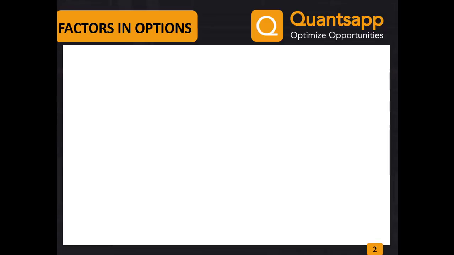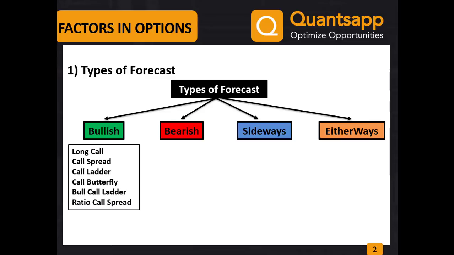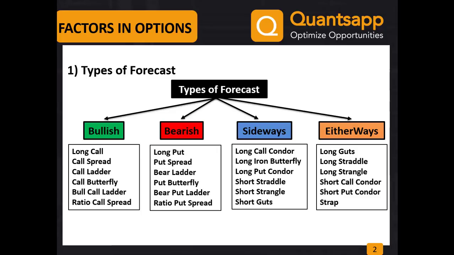When we are trading in options, there are various factors to choose from. Firstly, we can have different types of forecast. We can be bullish, bearish, or have a sideways or either-way forecast. There are various types of strategy to execute each forecast. For example, if we are bullish, then we can do a long call or a call spread or a call ladder and so on and so forth. Similarly, we have various strategies for other types of forecast.